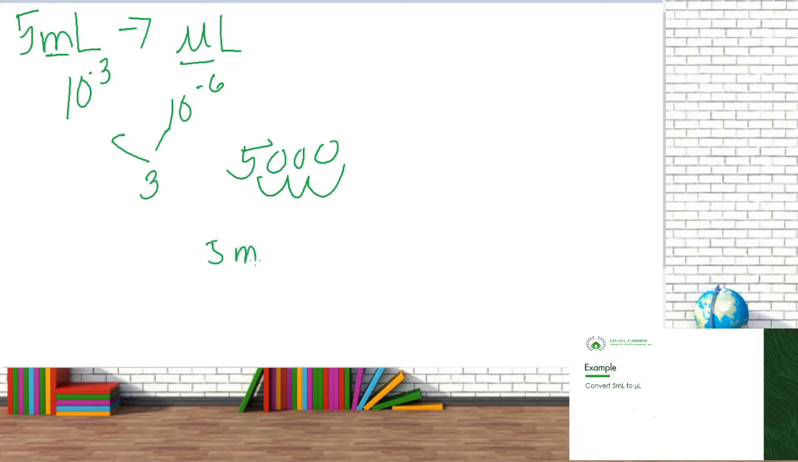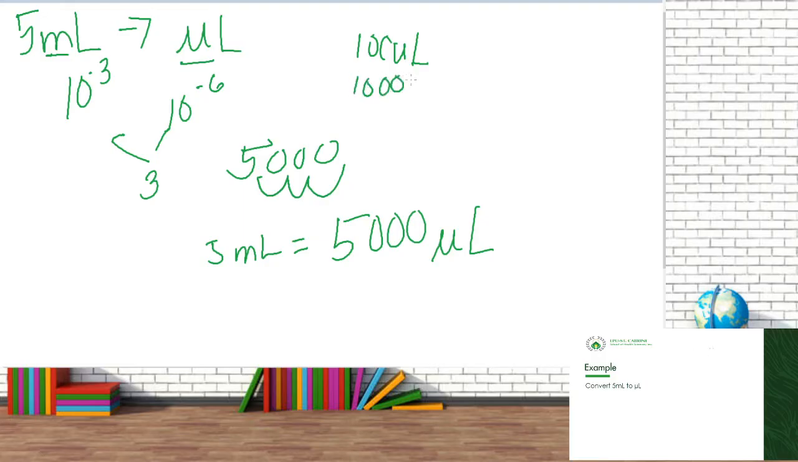Then 5 mL is equivalent to 5,000 µL. Now, in our clinical chemistry laboratory, there are 100 µL and 1,000 µL automatic pipettors. Usually, remember, this 1,000 µL is our blue tips.